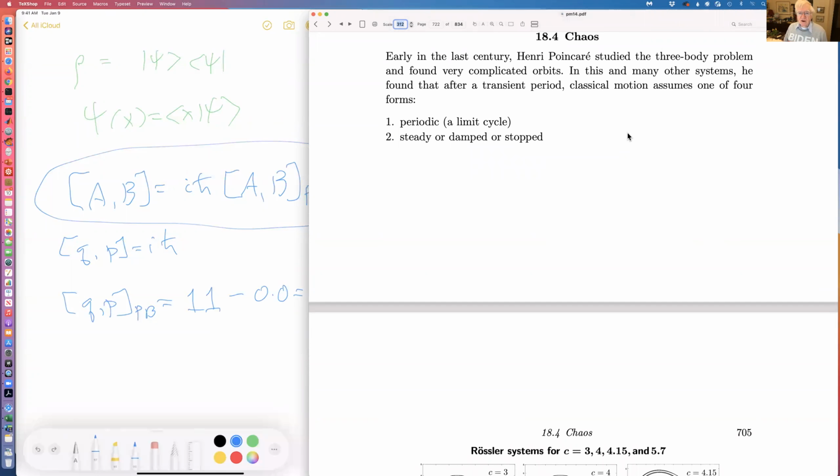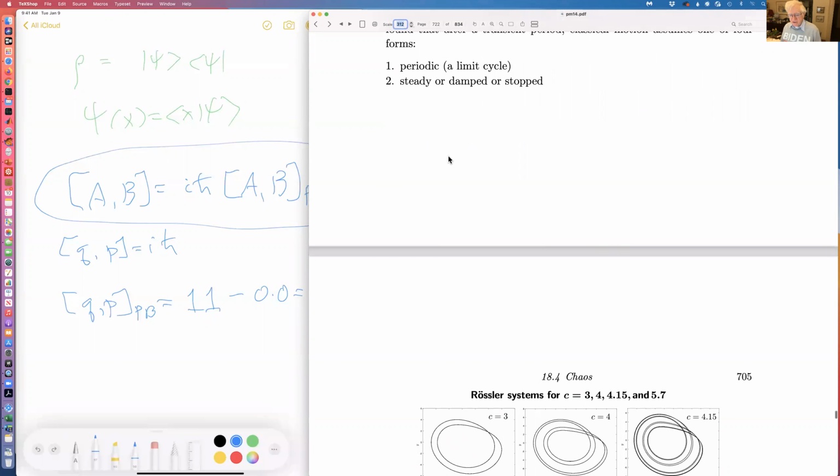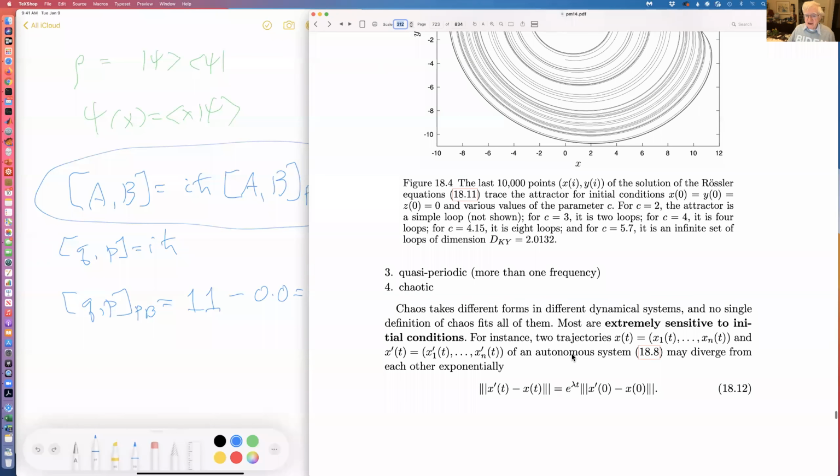In the early 1900s, Henri Poincaré studied the three-body problem and found very complicated orbits. And what he found was that after a transient period, classical motion gets into one of four forms: either periodic, which is a limit cycle, steady or damped or stopped motion, quasi-periodic, meaning there are two or more frequencies, or chaotic motion.